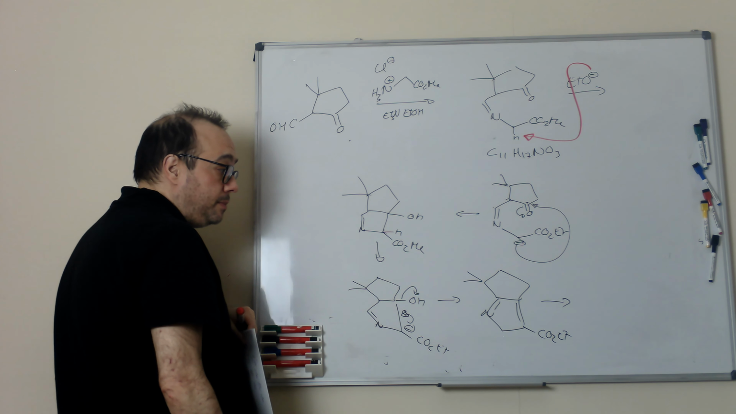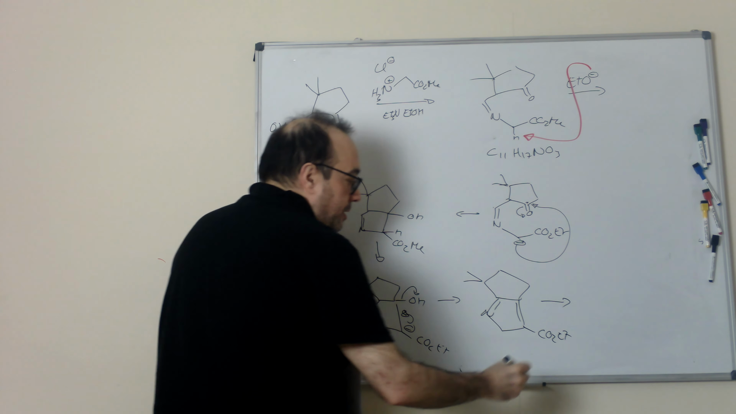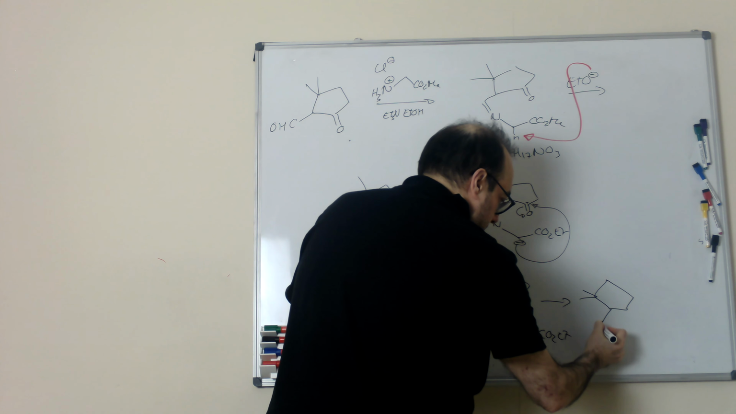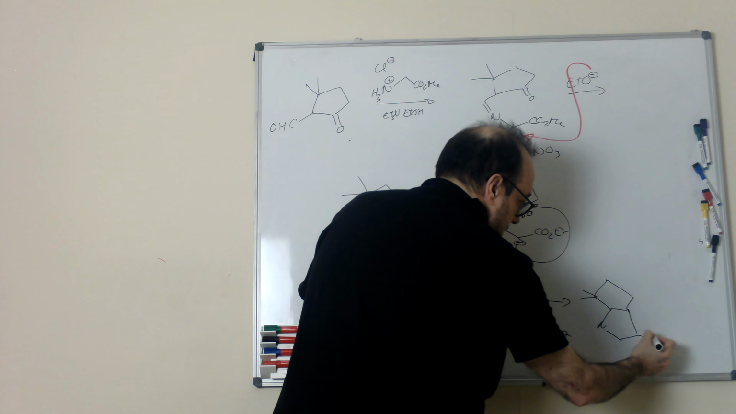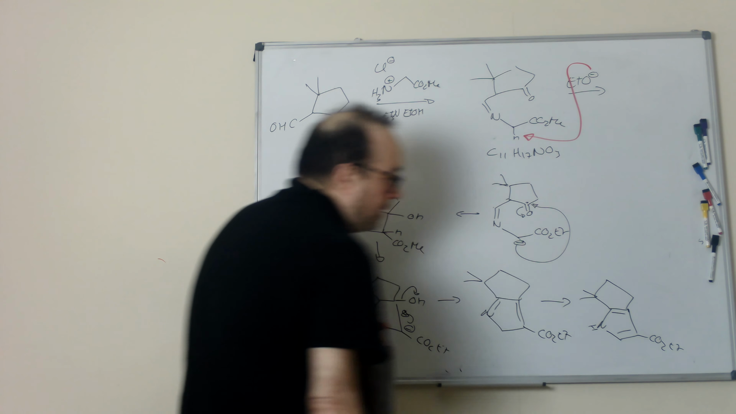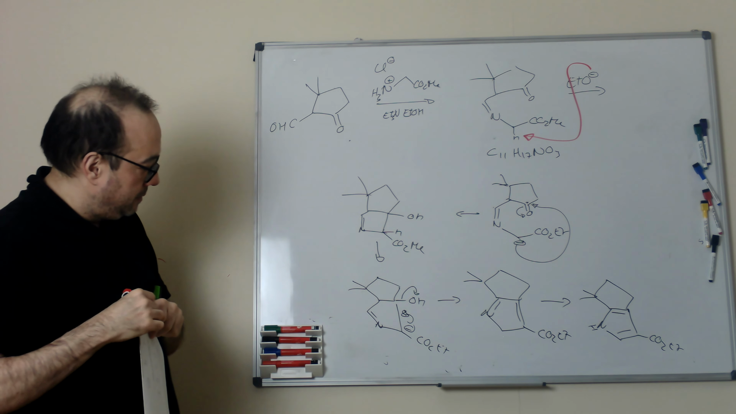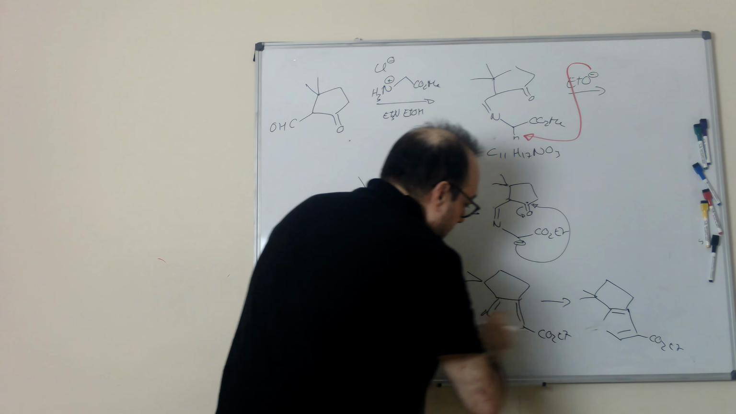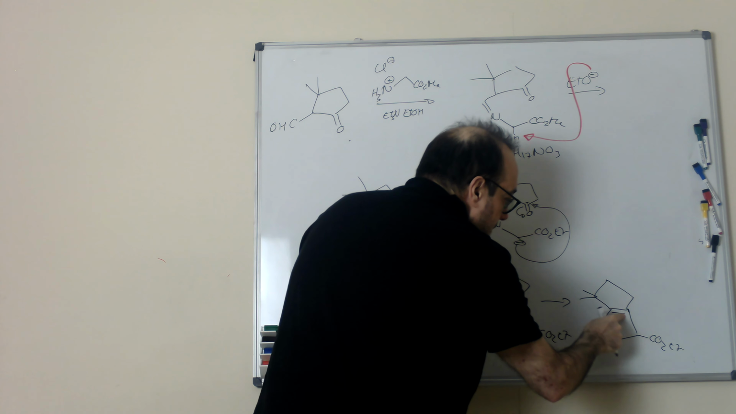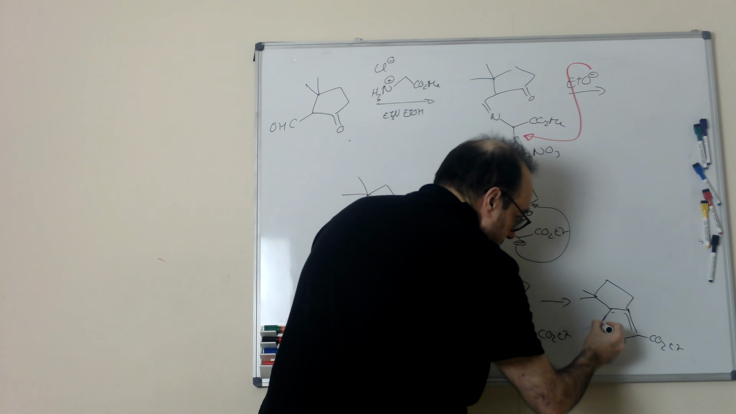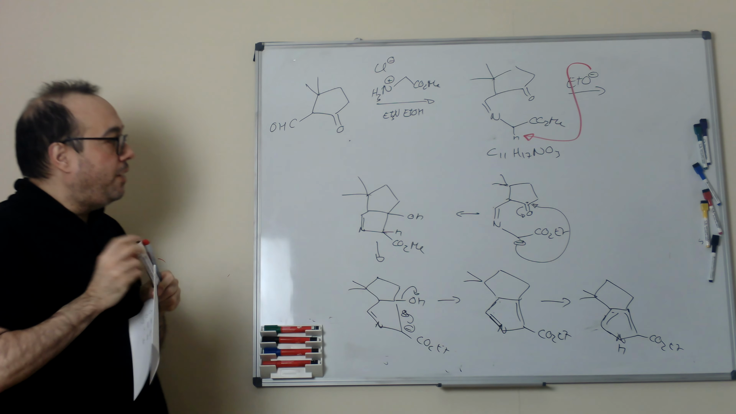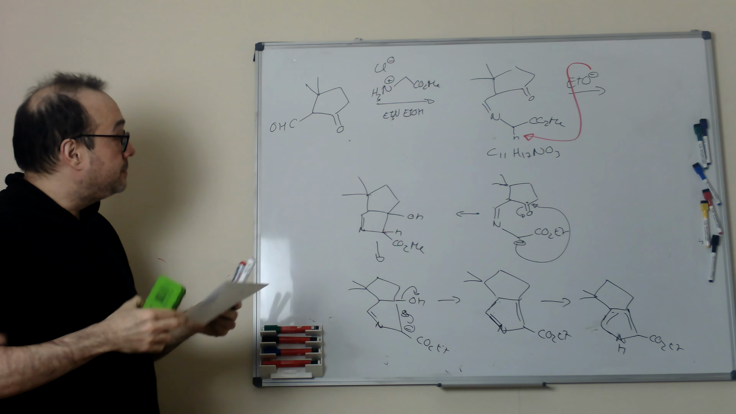What we can do is a tautomerization, and we get a tautomerization, imine-enamine, to form the final pyrrole. Okay?